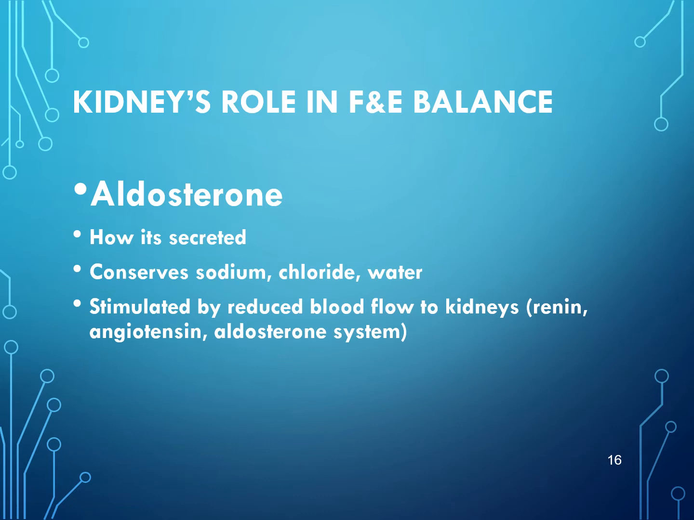So if there's a fall in blood pressure from decreased intake of fluid or from fluid loss itself, like a hemorrhage, the purpose is to maintain body fluid volume. So it conserves sodium, chloride, and water. So aldosterone gets secreted when the volumes are low, and it conserves sodium. And wherever sodium goes, so will water.